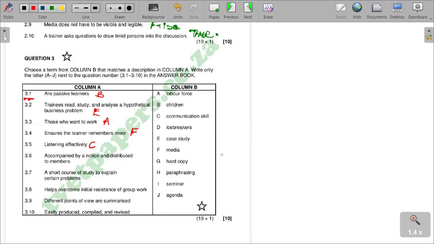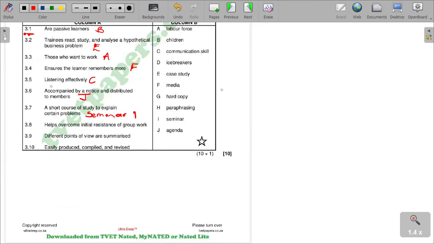Accompanied by a notice and distributed to members. That's what you call an agenda. An agenda is accompanied by a notice and it is distributed to members before the meeting date. Right. Let's go to 3.7. A short course of study to explain certain problems. That's what you call a seminar. A short course to explain certain problems. That's I.